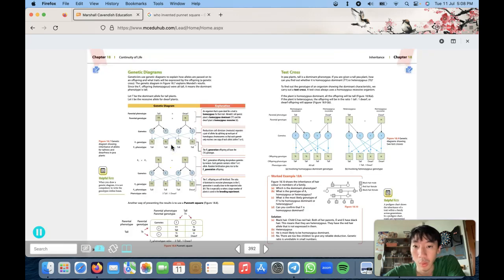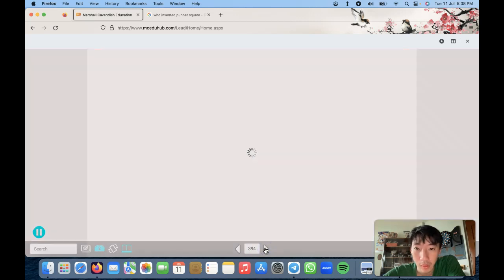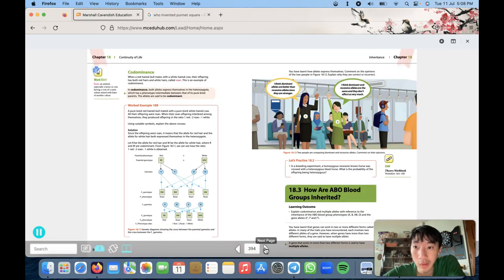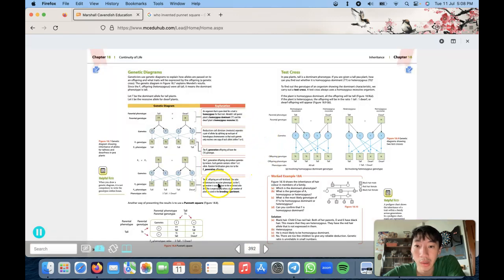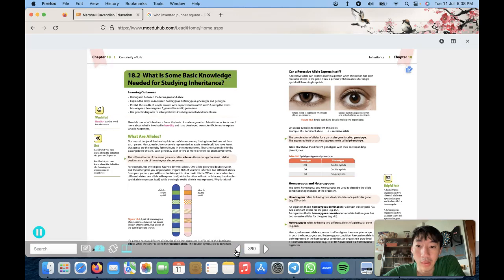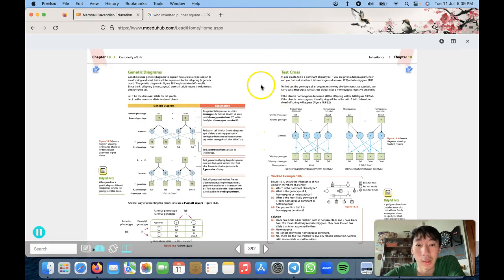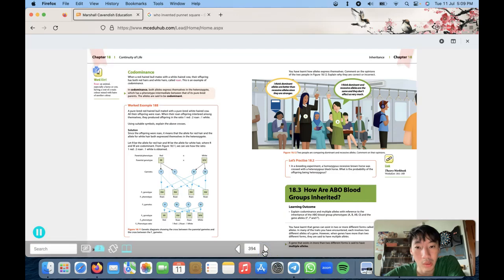So let's pause here. You are given a worksheet, so I want you to try all the way until the Punnett square and the test cross. You will see all these tables and data for you to try in your worksheet, and then when we come back to school, we'll go through it in person.